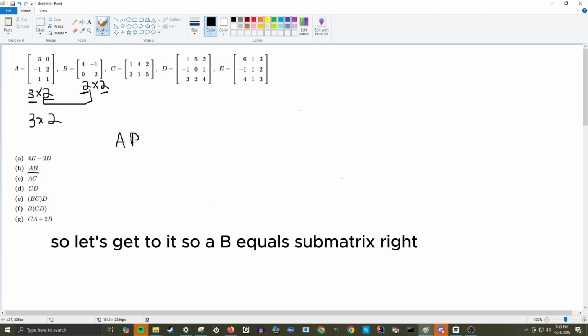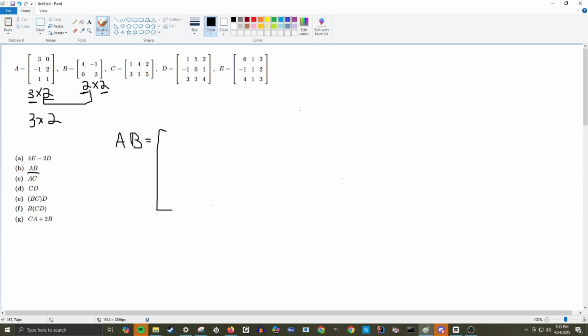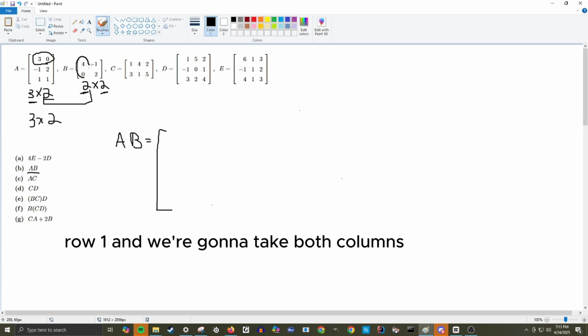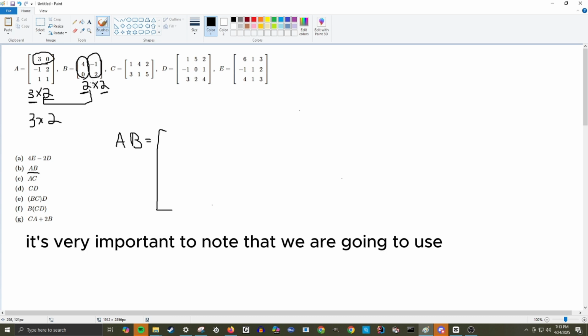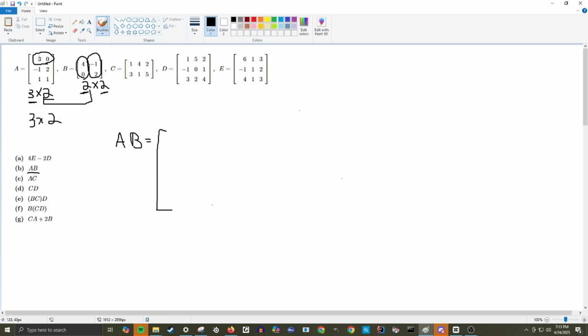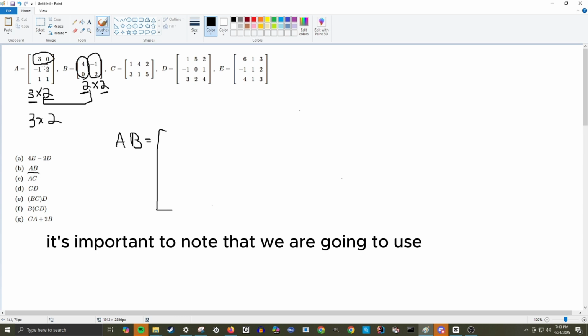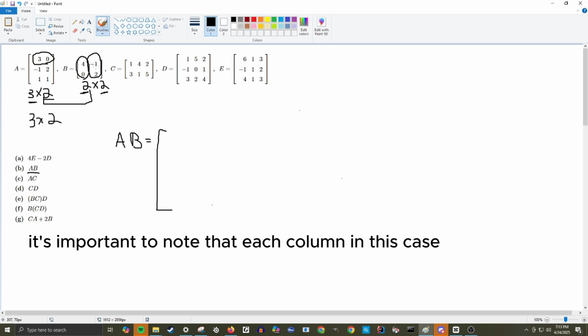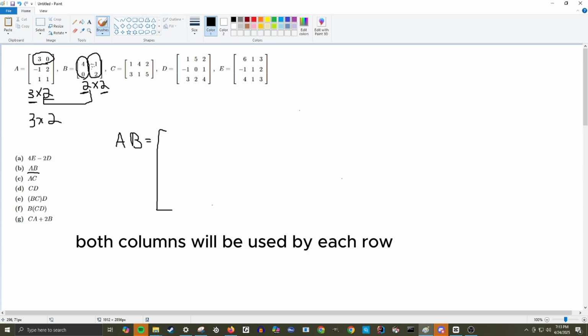So AB equals some matrix, right? What we're going to do is take this first row, row 1, and we're going to take both columns. Now it's very important to note that we are going to use every row. It's important to note that each column, in this case both columns, will be used by each row.